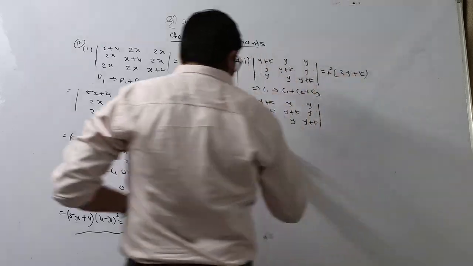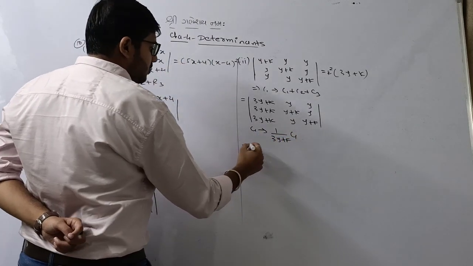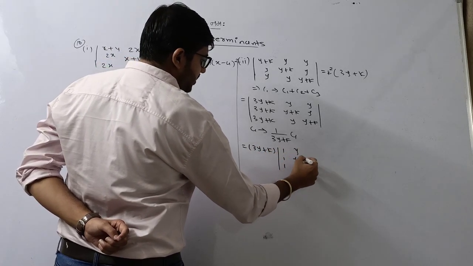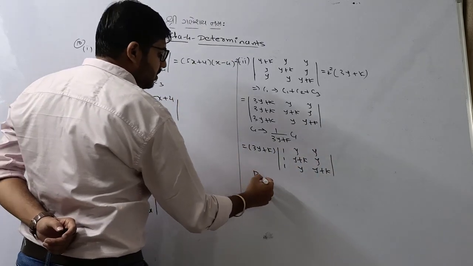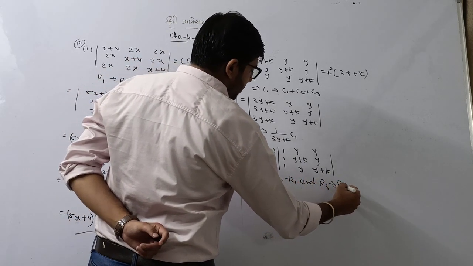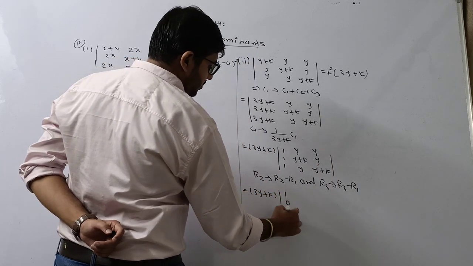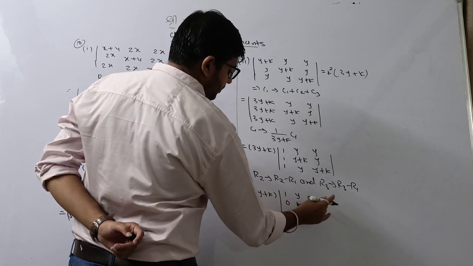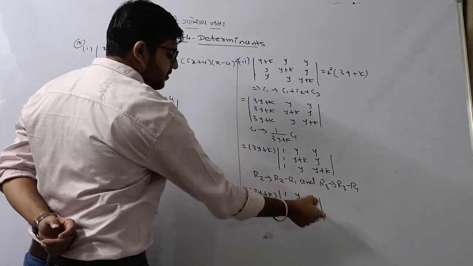So now what will we do? We'll take 3y plus k common from the first column, and we have to multiply it outside also. So we'll get 1, 1, 1, then y plus k, y, and y, y plus k. And now to get 0, it will be R2 to R2 minus R1 and R3 to R3 minus R1. So it is 3y plus k times 1, 0, 0, y, k, 0, and y, 0, k. So it's again a form of upper triangular determinant.